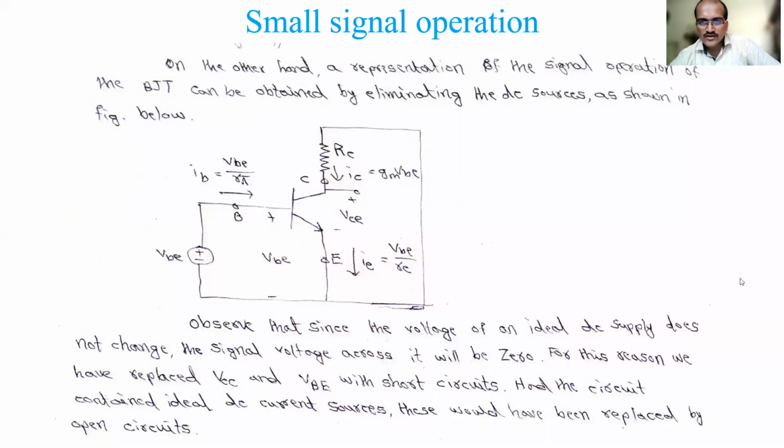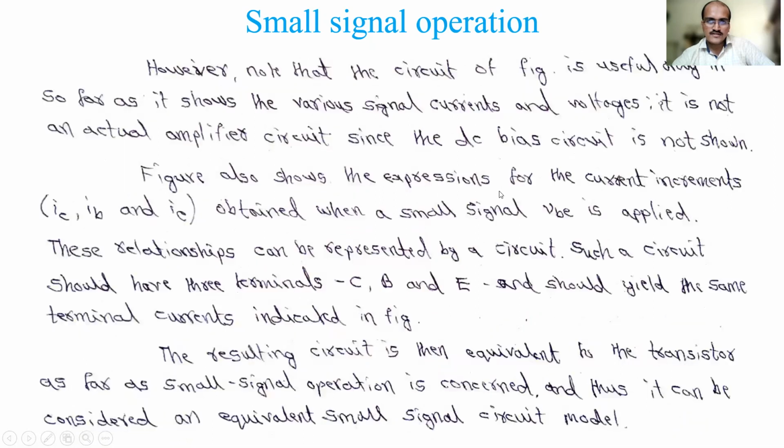Observe that since the voltage of an ideal DC supply does not change, the signal voltage across it will be zero. For this reason, we have replaced VCC and VBE with short circuits. Had the circuit contained ideal DC current sources, these would have been replaced by open circuits. So since VCC and VBE are the DC ones, if we remove them, it means they are short circuited. In case you had a current source, we make it an open circuit. So this is about the discussion.